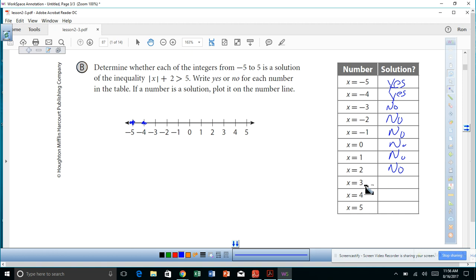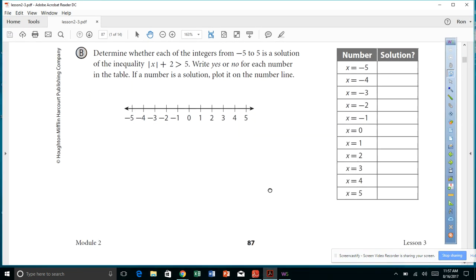3, absolute value of 3 is 3. 3 plus 2 is 5. 5 is not greater than 5, so that is no. 4, absolute value of 4 is 4. 4 plus 2 is 6. So that is a yes. 6 is greater than 5. Absolute value of 5 is 5, plus 2 is 7. 7 is greater than 5. So that's a yes.